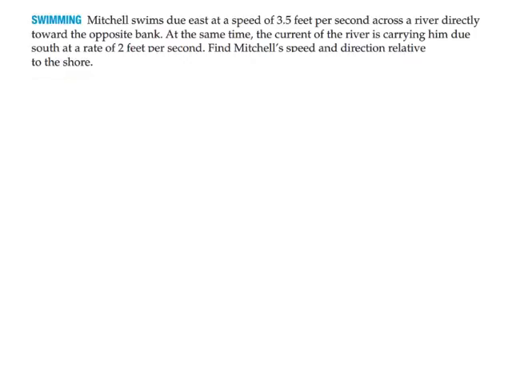Okay, so let's go ahead and look at this. It says Mitchell swims due east at a speed of 3.5 feet per second across a river directly toward the opposite bank. At the same time, the current of the river is carrying him due south at a rate of 2 feet per second. Find Mitchell's speed and direction relative to the shore. So you have a river here.